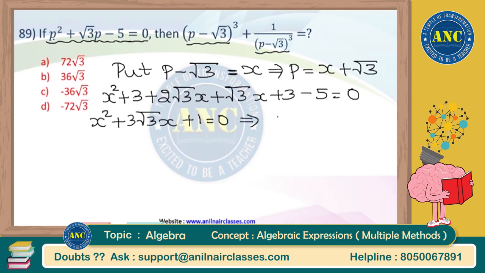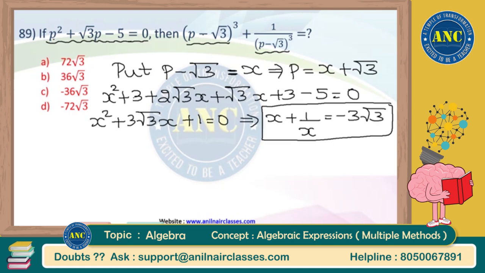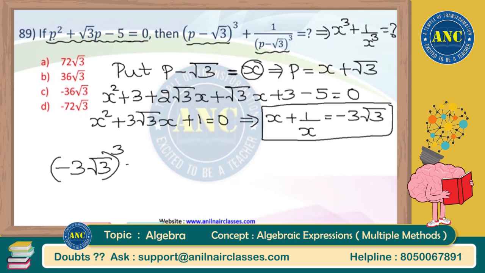From here I can easily get the x plus 1 by x value as minus 3 root 3. X plus 1 by x value is minus 3 root 3, and we know that p minus root 3 is nothing but x. So in the question they are asking you to find the x cube plus 1 by x cube value. So whenever I know x plus 1 by x value as minus 3 root 3, x cube plus 1 by x cube will be (minus 3 root 3) whole cube, minus 3 times (minus 3 root 3). If you simplify, you will get the answer.